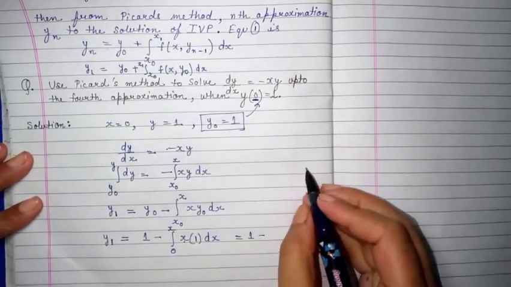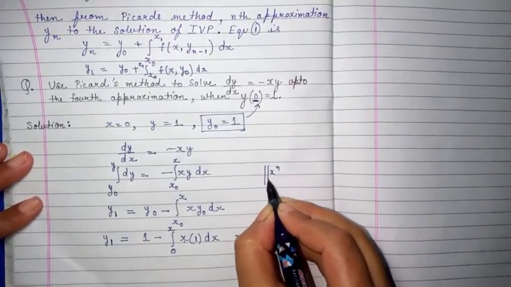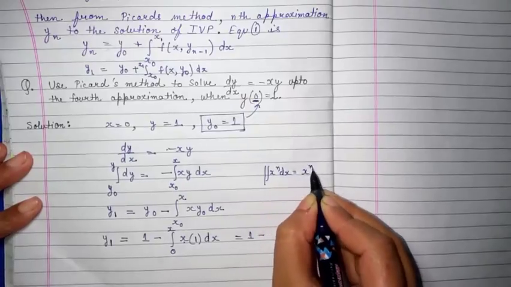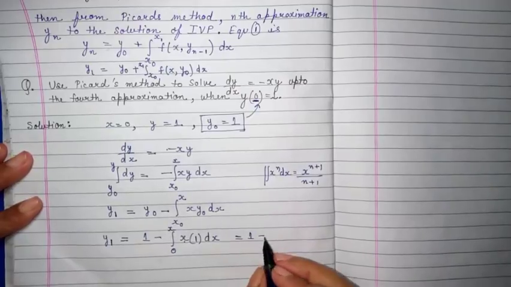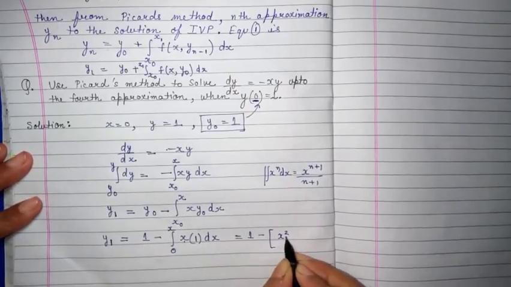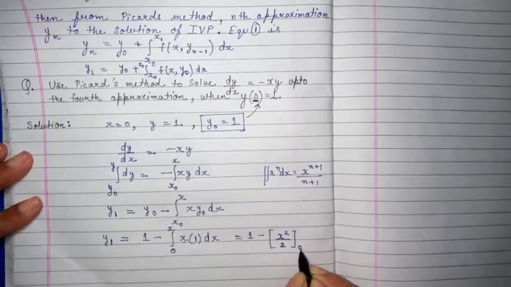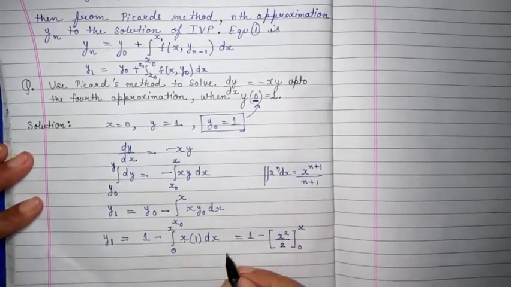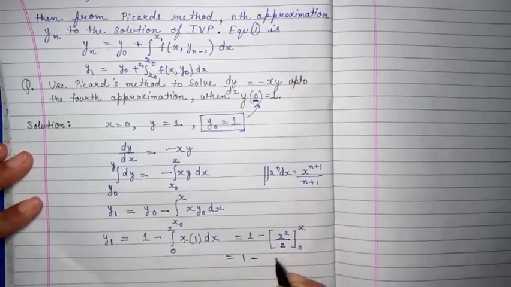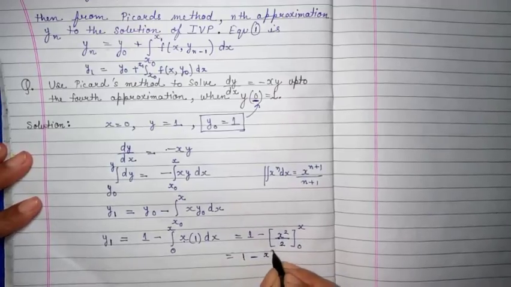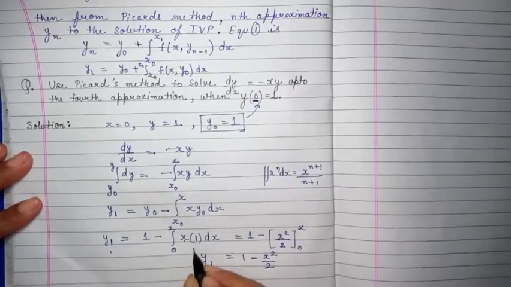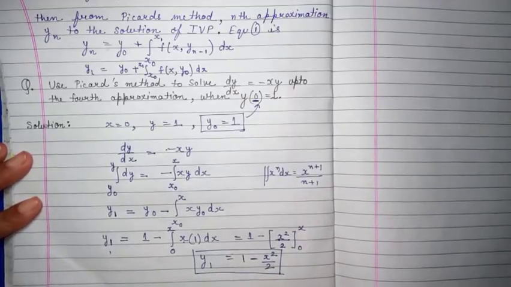You know the formula for integration, that the integration of x to the power n dx is x to the power n plus 1 by n plus 1. So x to the power 1 has integration x square by 2, and it goes from 0 to x. If you put x, this value comes, and if you put 0, the whole term will vanish. So it will become x square by 2. So this is the value of y1. Okay, so we have got the value of y1.